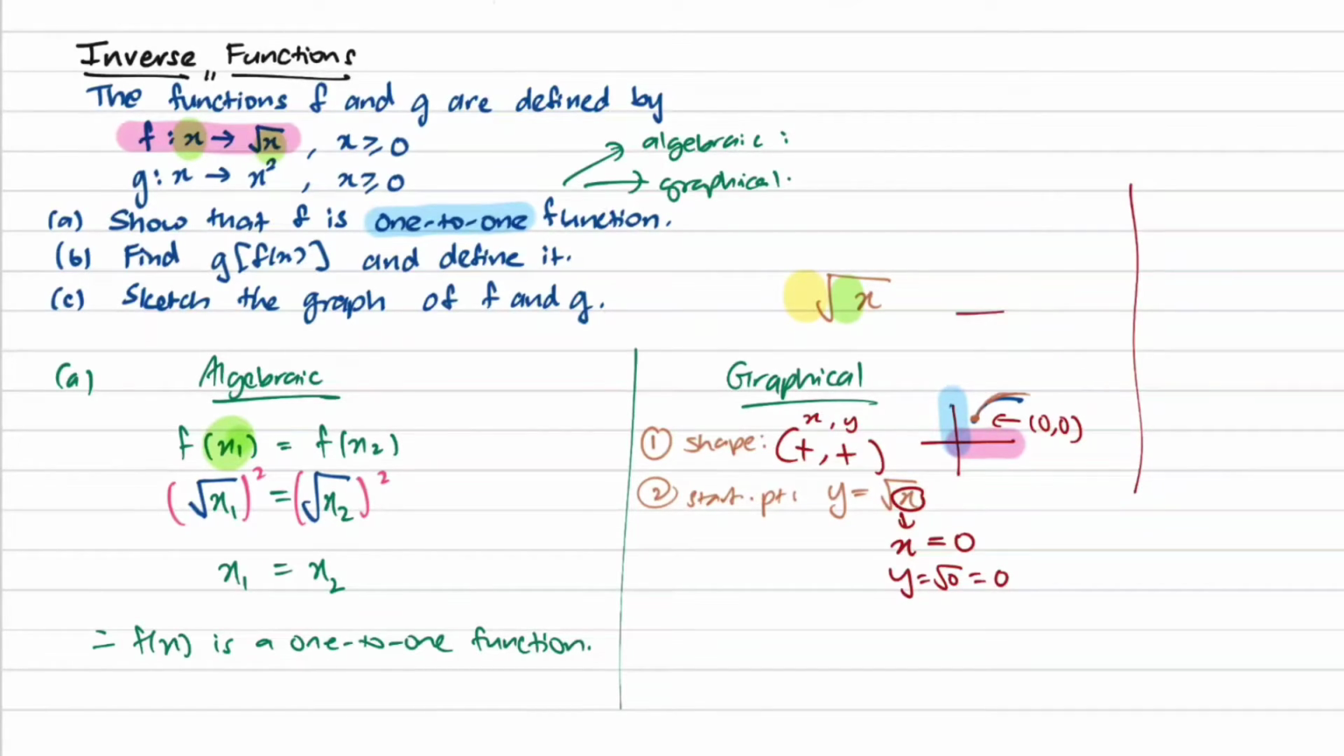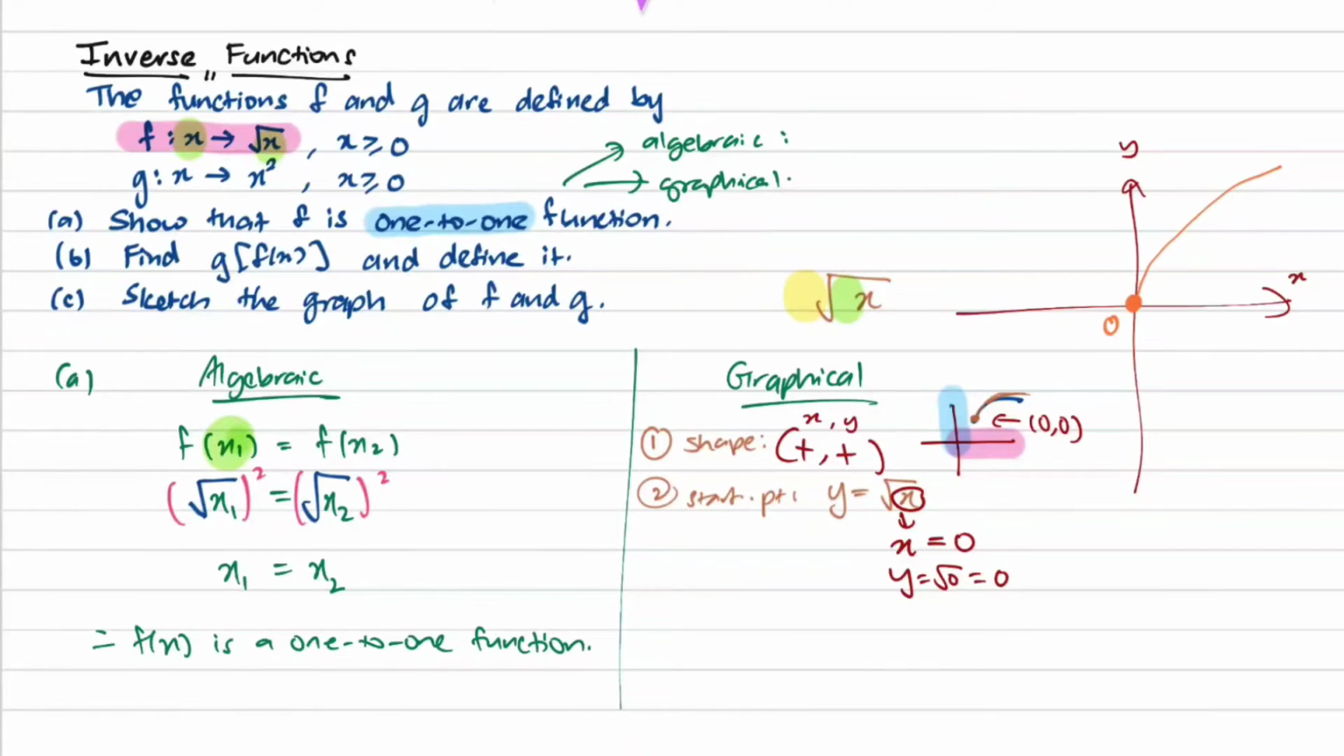Next, we can straight away sketch our graph. It starts here at the origin. And here, look at the domain. The domain includes 0, so it means that at this point, it should be a dense circle. And then draw this shape, looking like that.